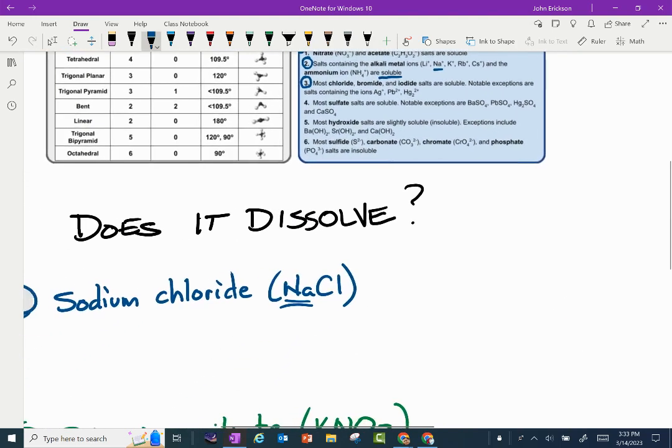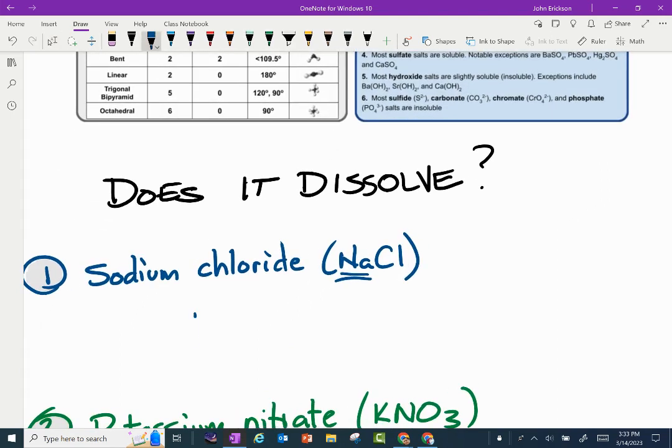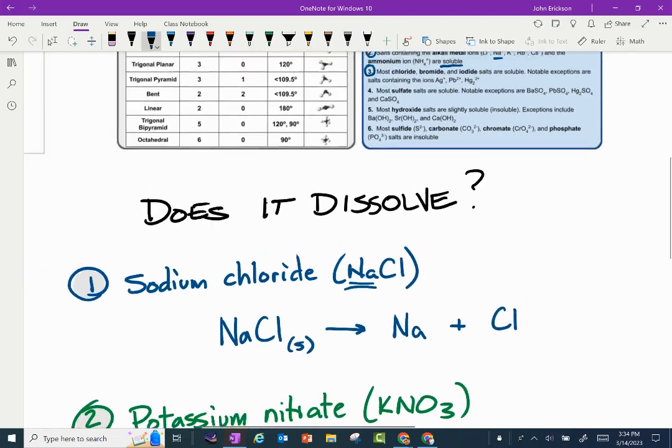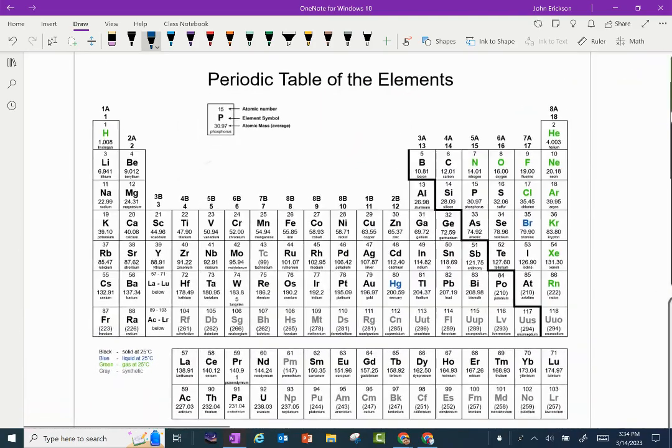Sodium chloride would dissolve. When you represent an ionic compound dissolving, what you do is you show it starting as a solid compound and starting as combined ions. And then you break that into its individual ion pieces. So this would break up into sodium ions and chloride ions. If you don't know the charge of ions, you can find them on a periodic table.